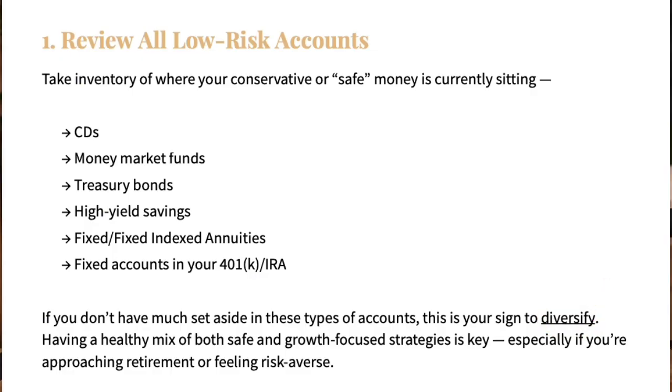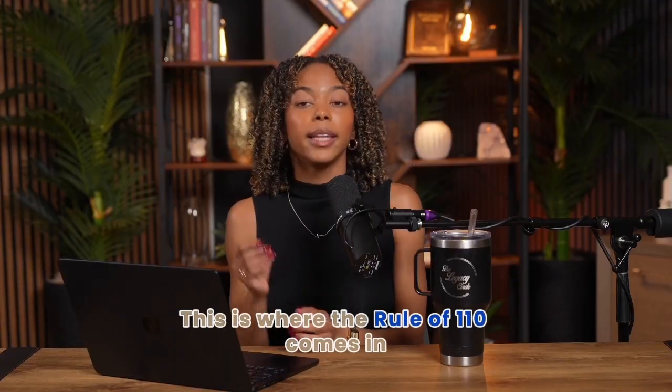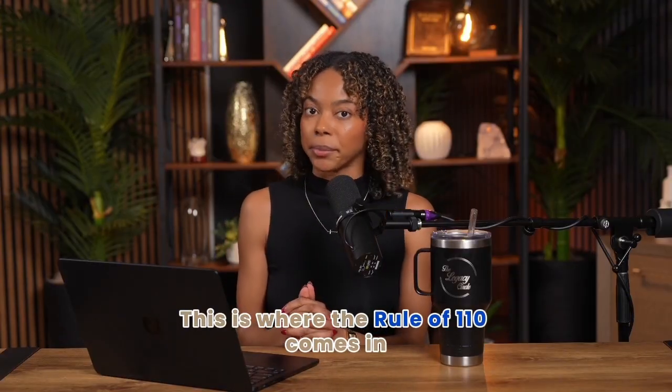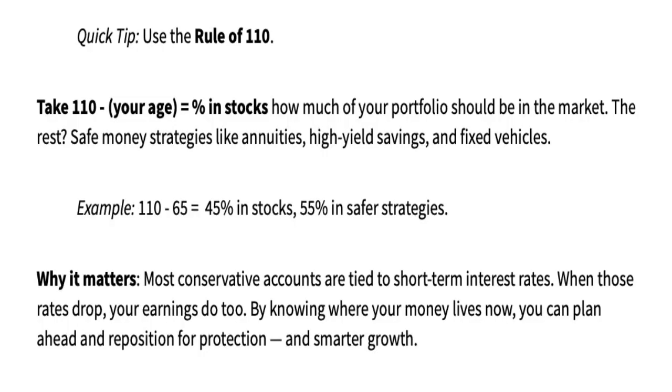A lot of people ask me, how do I know how much of my portfolio should be allocated towards growth-focused buckets and how much towards safe buckets? This is where the rule of 110 comes in. The rule of 110 isn't a hard rule, it's just a guideline to determine how much of your portfolio should be in the market and how much should be in safe money strategies, like annuities, high yield savings, or any fixed vehicles.